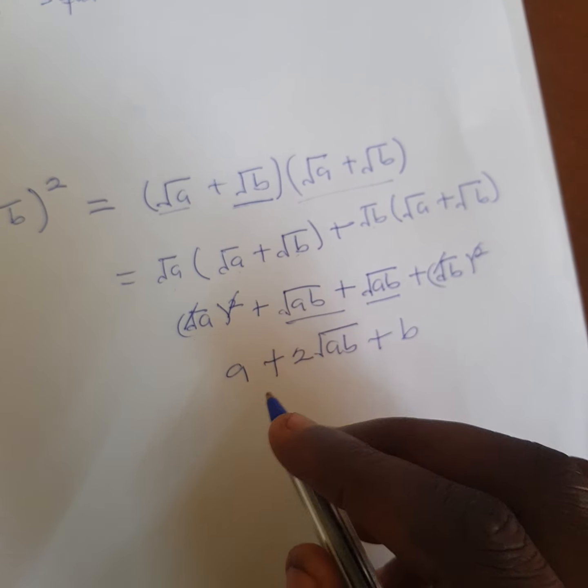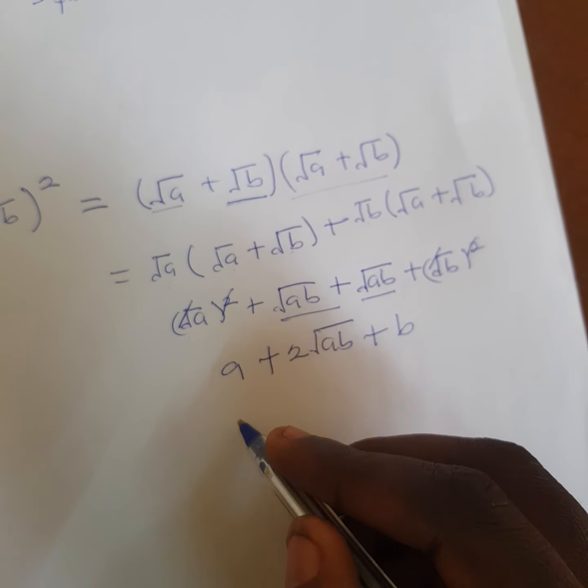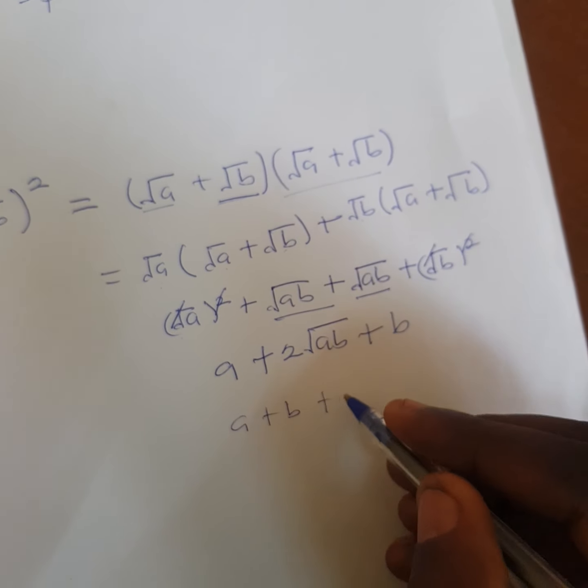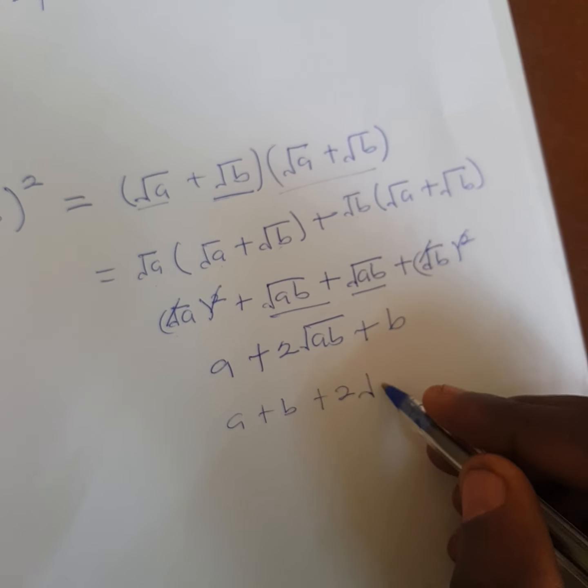So that gives us this. So you can also rewrite this as a plus b plus 2 root ab.